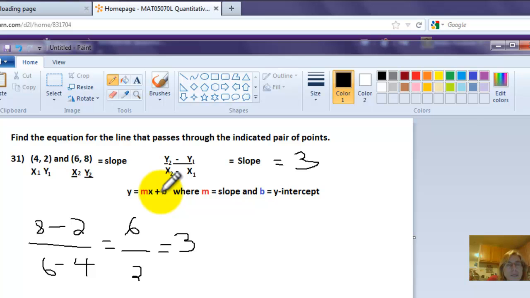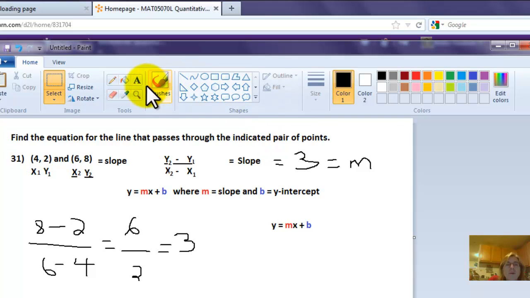So we don't know B, but we can use this equation to find B. Because we have m, the slope, we have a y and an x. We can use this x and y, or we can use this x and y. All you need is one point to fill in these x's and y's. So with that, we fill in our variables for this equation.